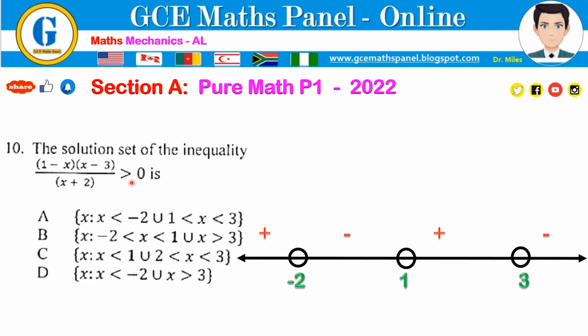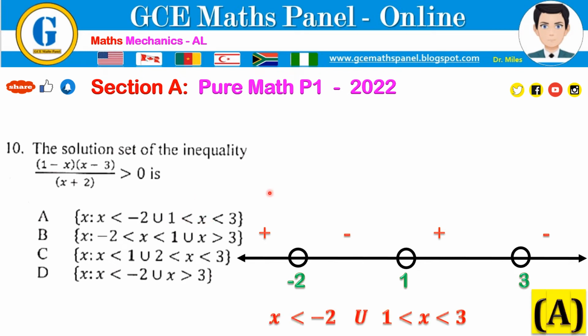If the result is greater than 0, we put plus. If less than 0, we put minus. So we see that just 2 regions are positive here: the region less than negative 2 and the region lying between 1 and 3. So x is less than negative 2, union x is greater than 1 and less than 3. I think the key here should be A. Alright, so the key is A.